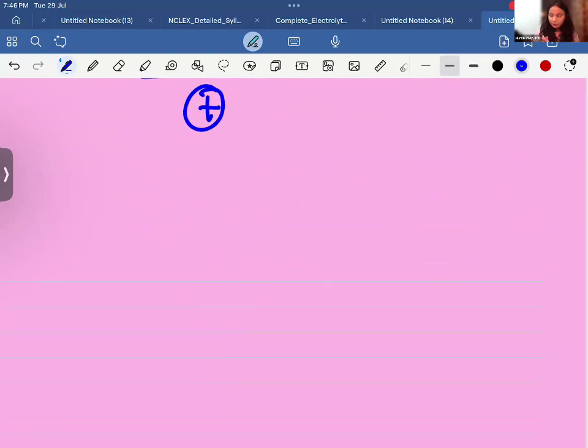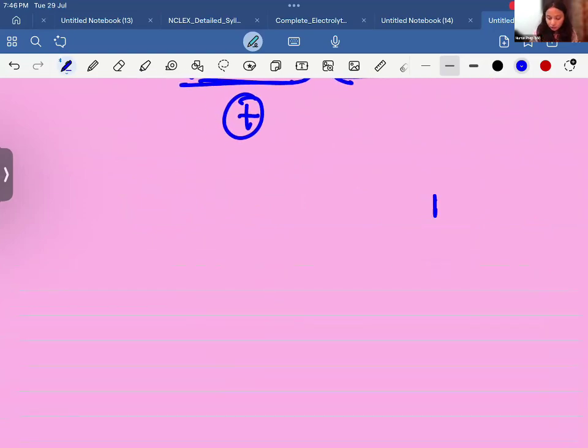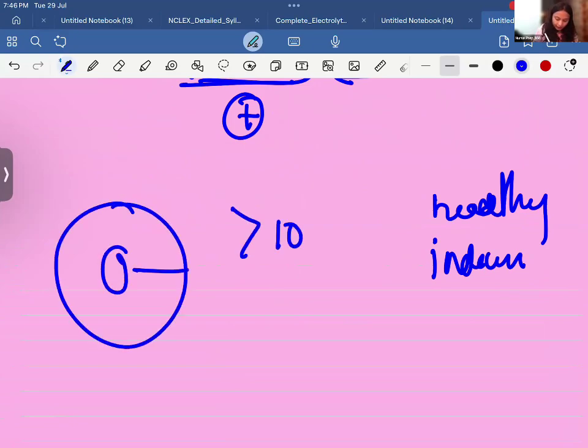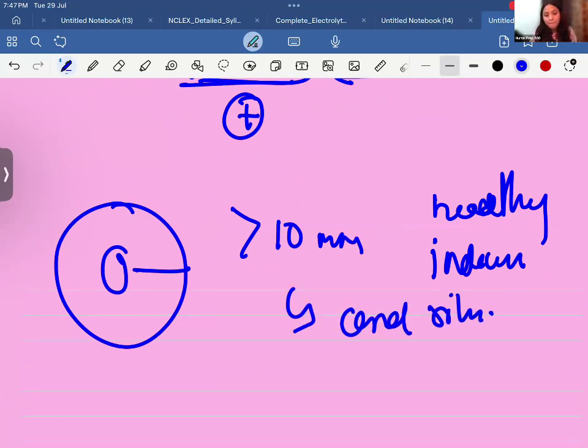But in a healthy individual like you and me, if the bulge is more than 10 mm, then we consider them positive. Okay, understood?